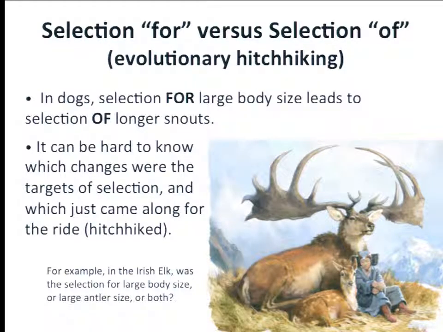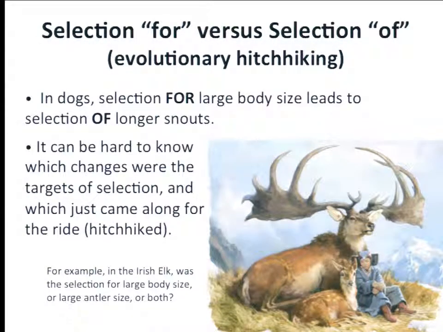And then the question is, what was the selection for? Was the selection for the large antlers, or was the selection for the really large body size? These are very, very large deer, which gave you large antlers. The bigger the deer, the bigger the antlers, disproportionately. And the answer is we don't know, and it might have been both. Stephen Gould messed this up completely in one of his essays because he arbitrarily picked one of them as being the target of selection without any evidence.